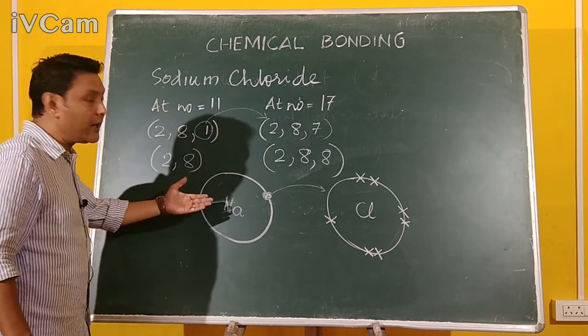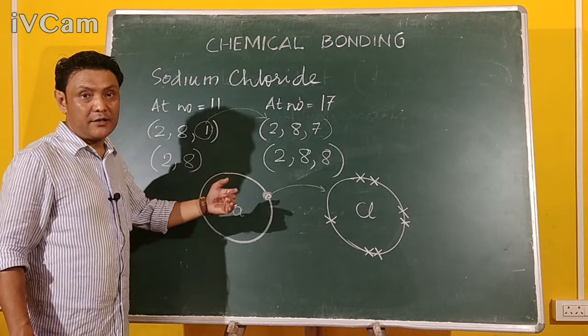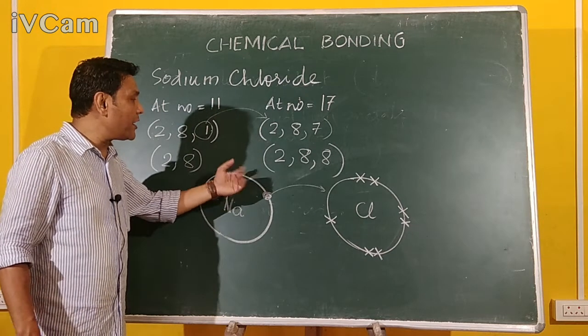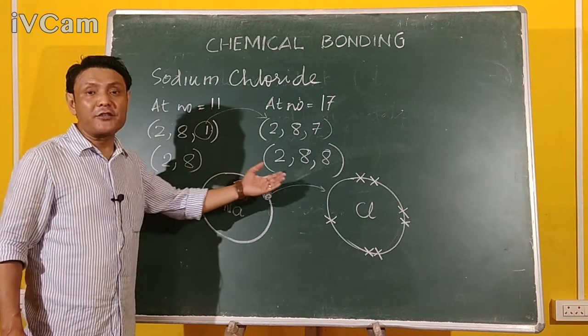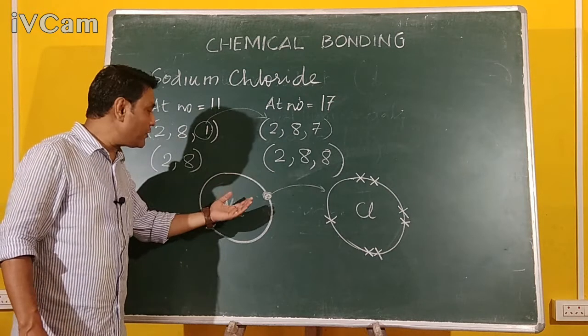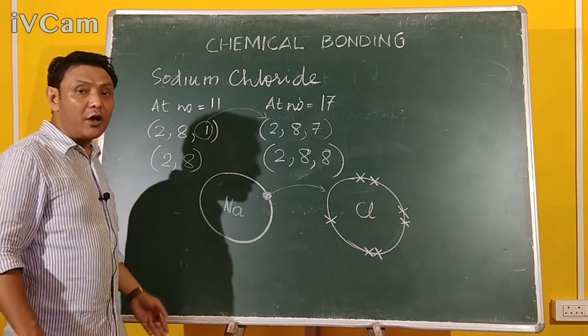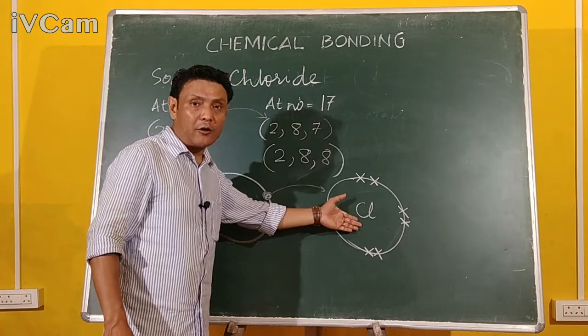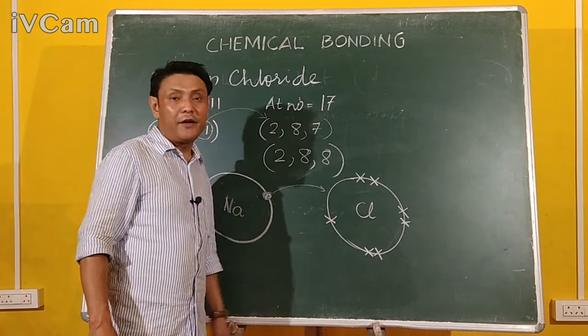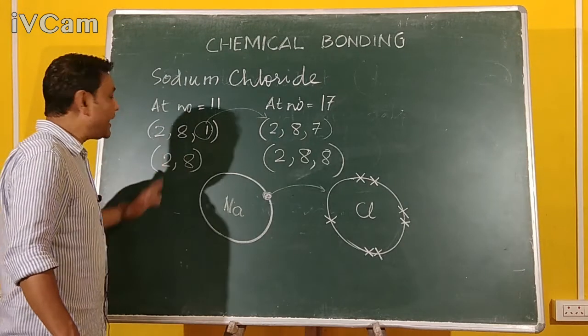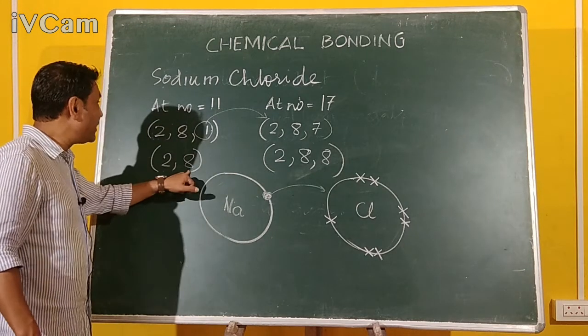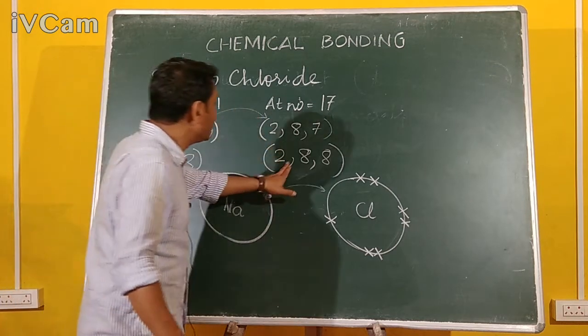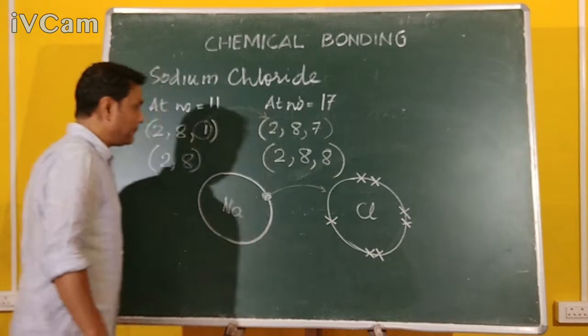So what is the bond? Electrovalent bond. The electrovalent bond is formed by the transfer of electrons. Who gives electrons? Sodium, the metal, gives electrons, and the chlorine, the non-metal, will receive electrons to have the stable electronic configuration: 2, 8 in the case of sodium and 2, 8, 8 in the case of chlorine.